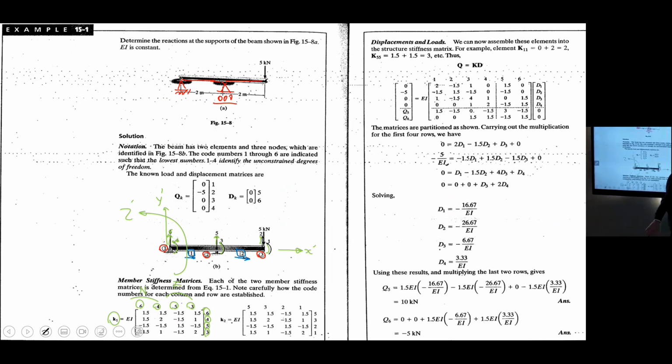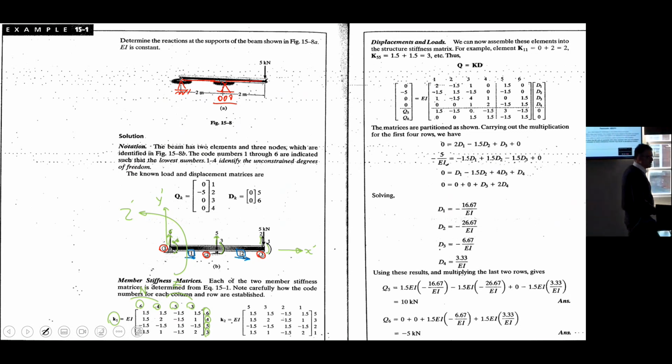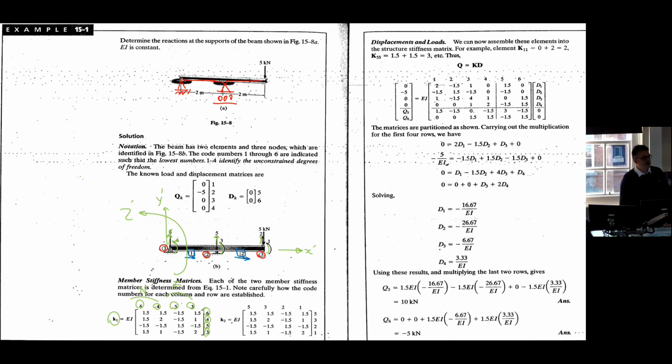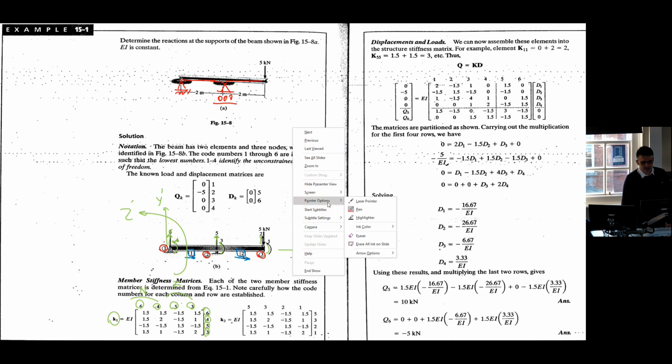I think the green light is not a good color for writing, is it? Do you see it clearly or not? Not really. I think we change it.